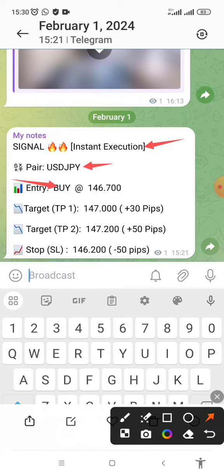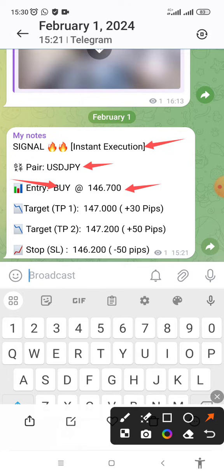At what price? There is a price the person has given. That is 146.700. That is your entry price. That is the price that he said you should enter immediately. So upon seeing this signal, these are the first three things that you must check. The first thing is whether the trade is a pending trade or instant execution. In this case, this is an instant execution. It means you should enter into the market immediately.